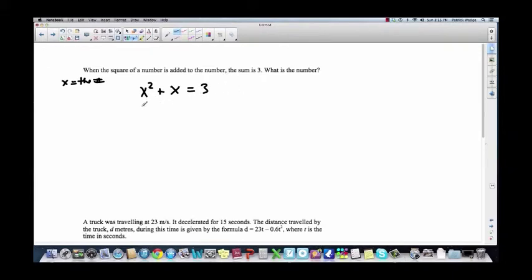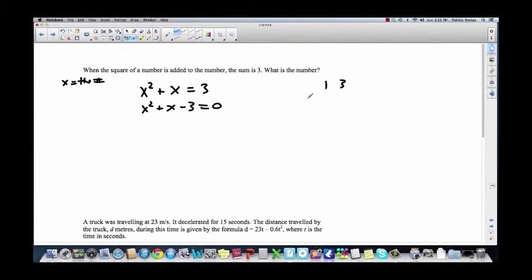Oh wow, this is pretty quick. So let's get it equal to 0. And let's try factoring. Two numbers that multiply to 3 and subtract to 1. Well, the only numbers that multiply to 3 are 1 and 3. Do those subtract to 1? No, they don't. We cannot factor.